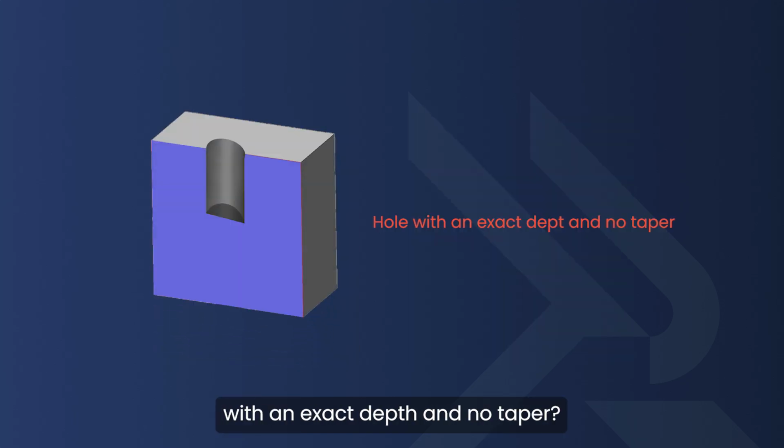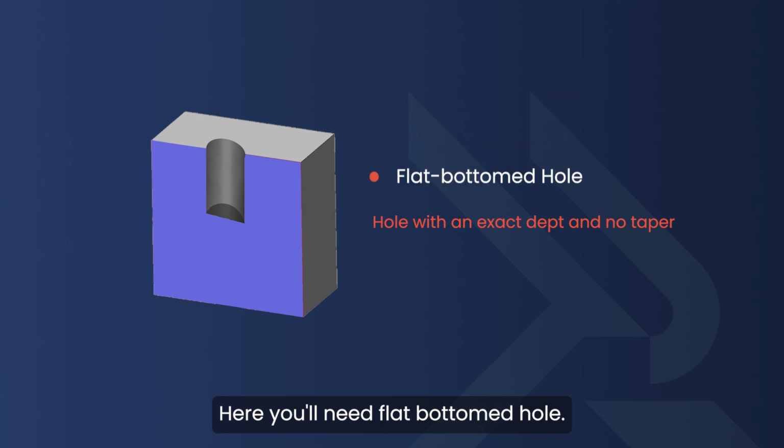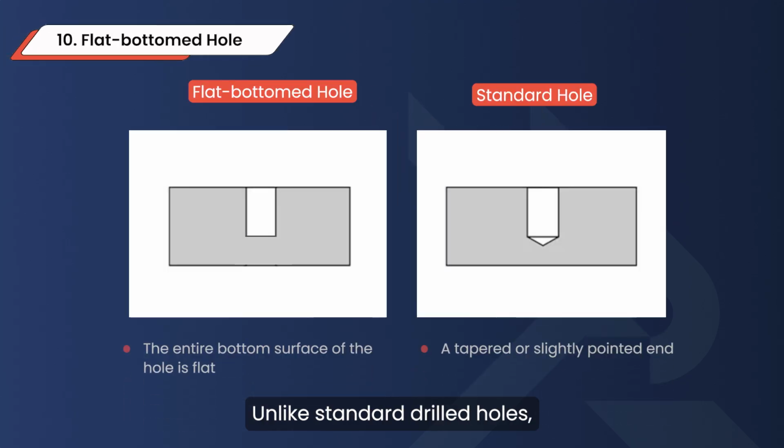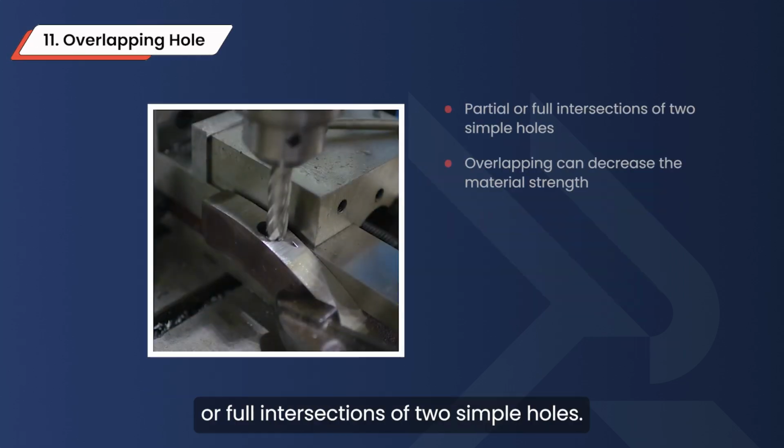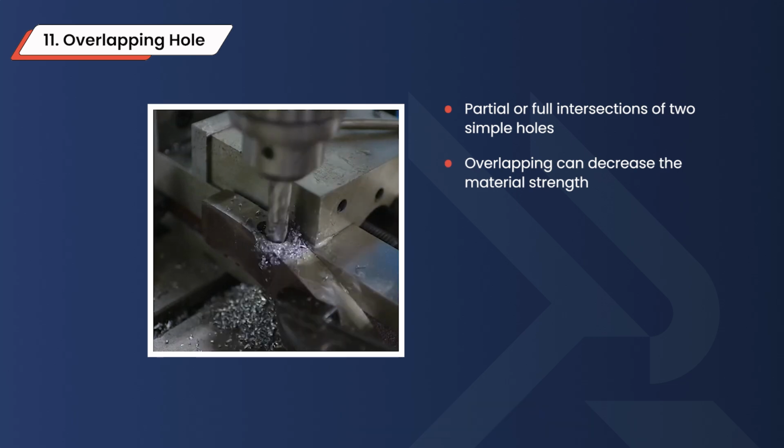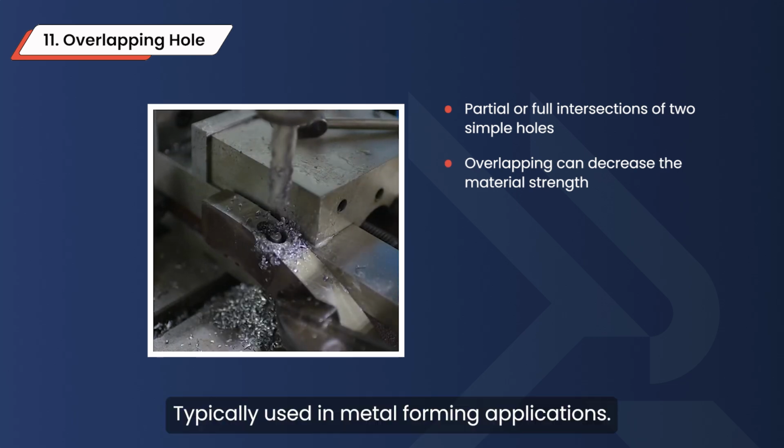But what if you need a hole with an exact depth and no taper? Here you'll need a flat-bottomed hole. Unlike standard drilled holes, which naturally form a slight taper at the tip, this hole remains completely flat. Overlapping hole. It refers to partial or full intersections of two simple holes, typically used in metal forming applications.